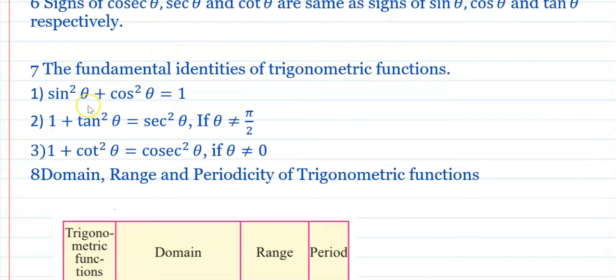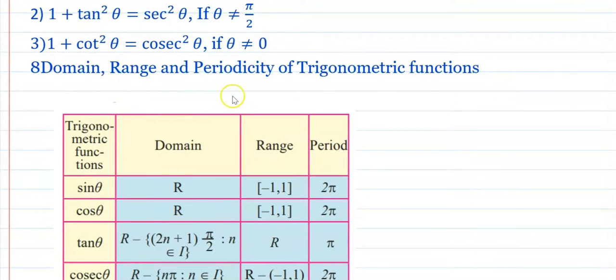Now the fundamental identities. First, sin square theta plus cos square theta is equal to 1. 1 plus tan square theta is equal to sec square theta if theta is not equal to pi by 2. 1 plus cot square theta is equal to cosec square theta if theta is not equal to 0. Now the domain, range and periodicity of trigonometric functions.